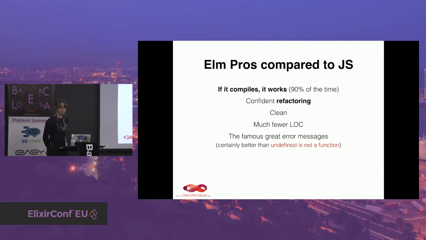So compared to JavaScript, which was the other candidate, the main advantage is if Elm compiles, it will work at least 90% of the time. I confirmed that is true, almost no runtime exceptions. That was a big win. Also, you can be very confident when refactoring because you can basically change your code any way you see fit and then mindlessly go through any compiler errors until they're over and everything works. And this works. It's also a very clean language, much more powerful than JavaScript. You don't need as many lines of code. And you know the famous error messages, which are certainly better than undefined is not a function.